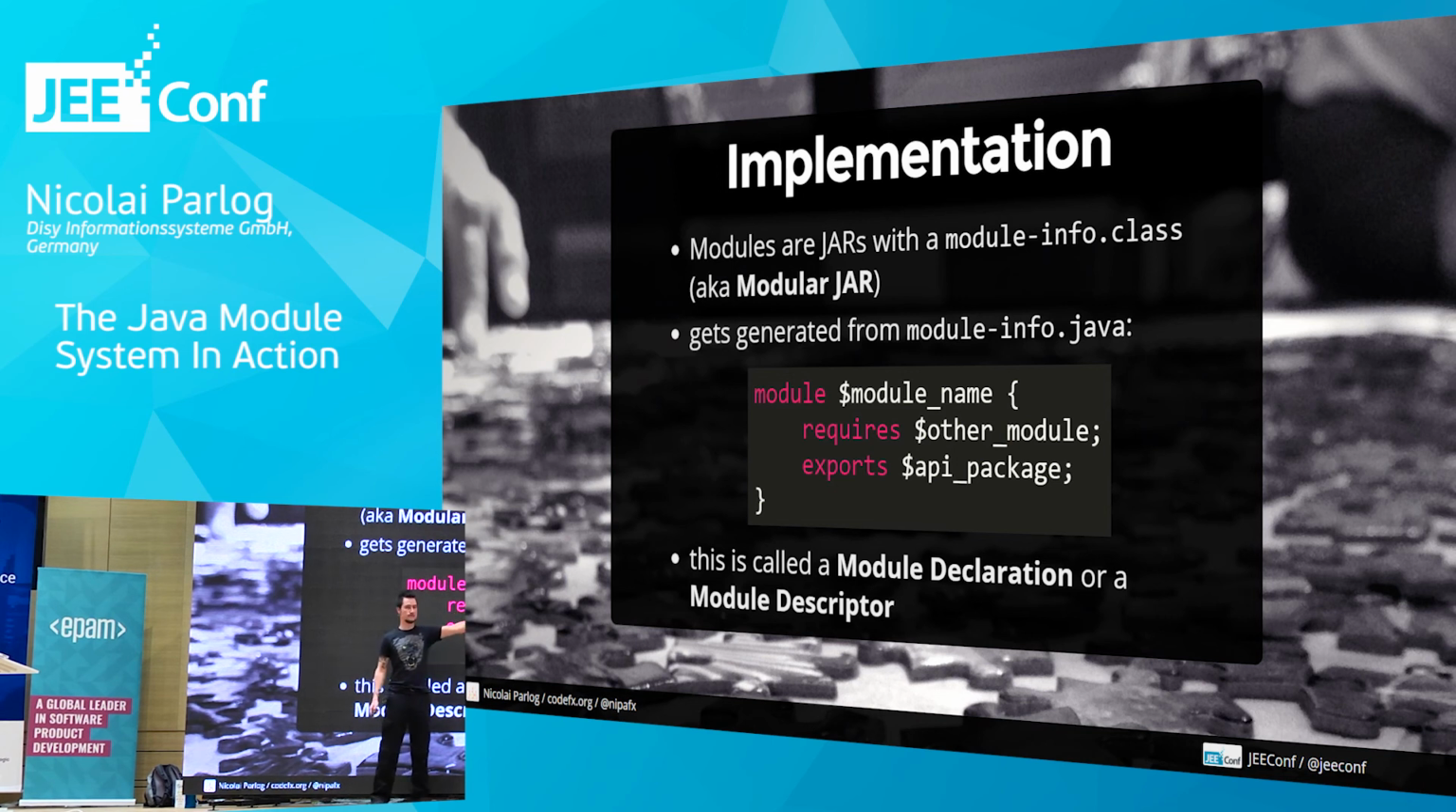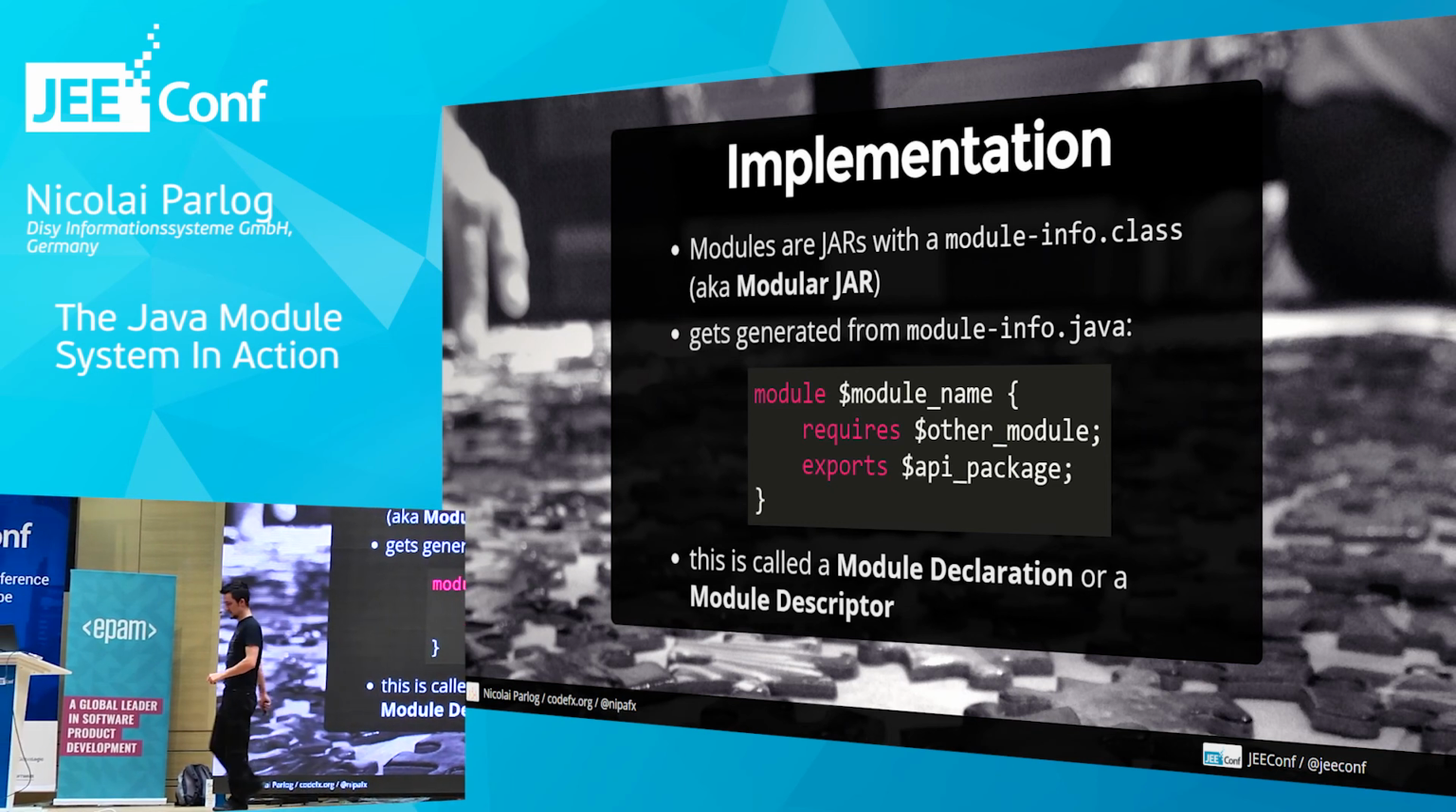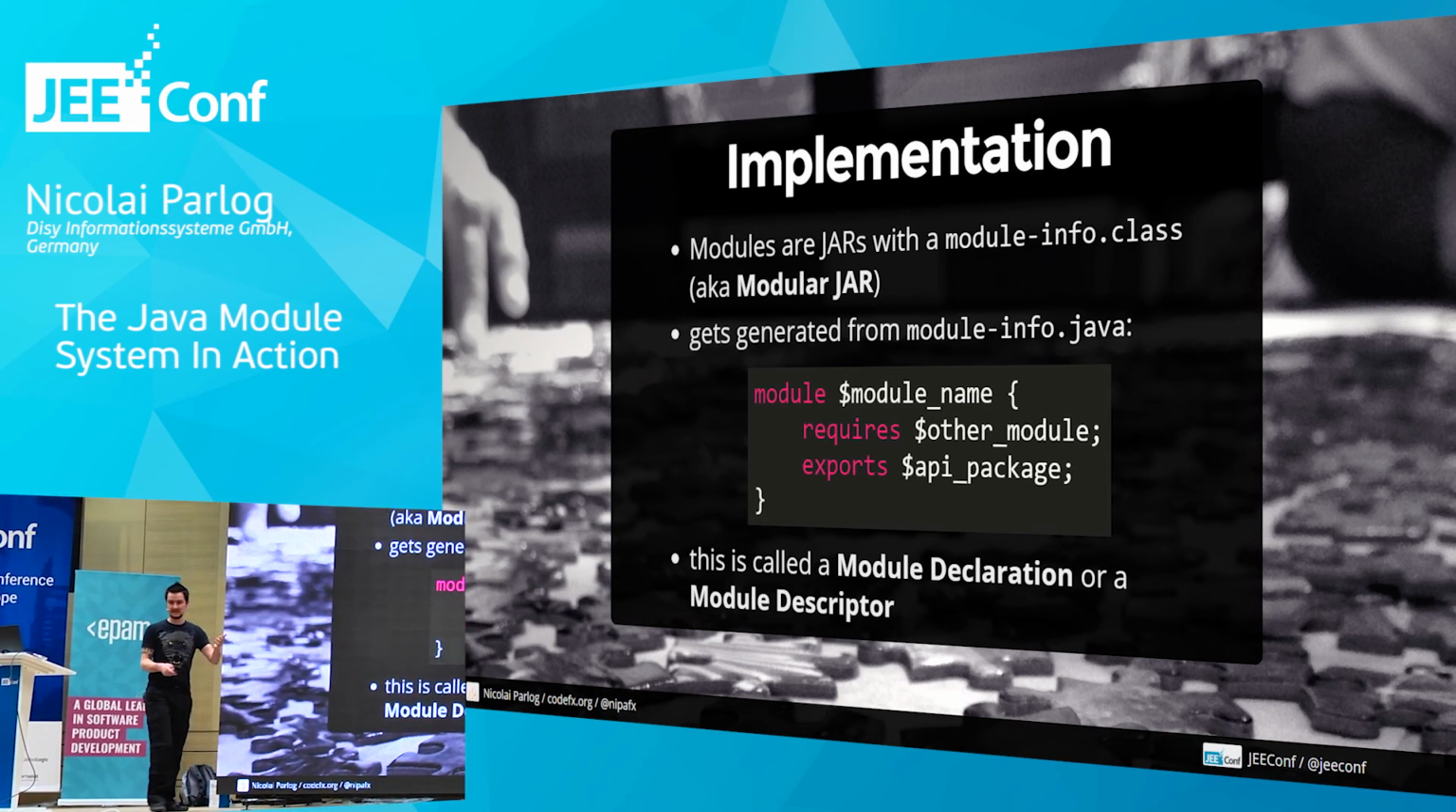It requires this other module, and you can repeat this, of course, as often as you want to. And then you say, I'm exporting this package, and this other package, and this third package. And that's already it. For many cases, it's a couple of lines, easy for demonstration purposes. And this will be called the module declaration or module descriptor, depending on what you're reading.